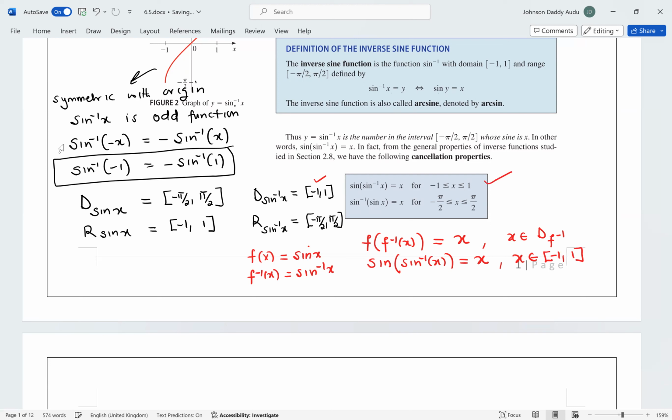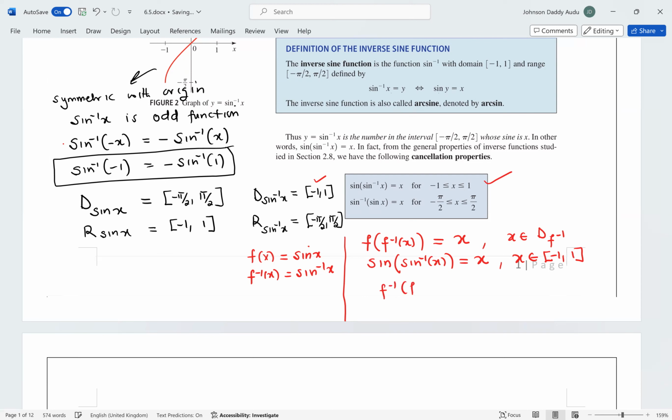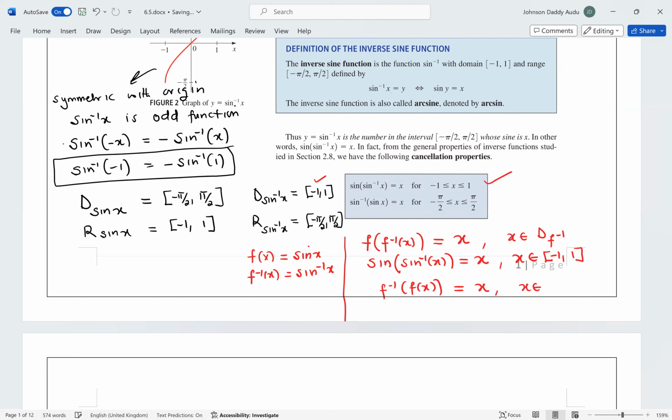See? Now, also, we have this same property. If you have f inverse of f of x, this is also equal to x. But in this case, the x should come from where? The domain of f, right? So whenever you compose sine inverse and sine x, this is equal to x. We're going to use these properties later.